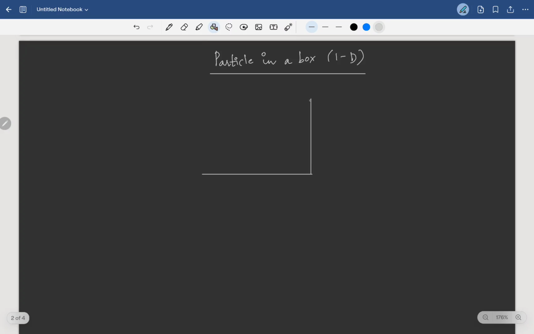Remember, this is a graph of energy and position. The potential here is infinity, and here also infinity, and the length of this line is from x equal to 0 to x equal to L. Say this is L.